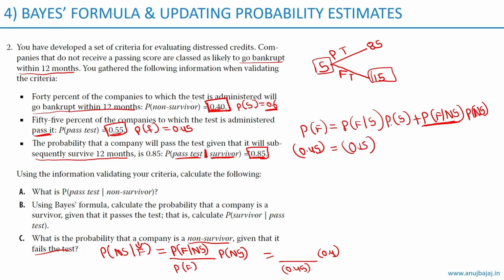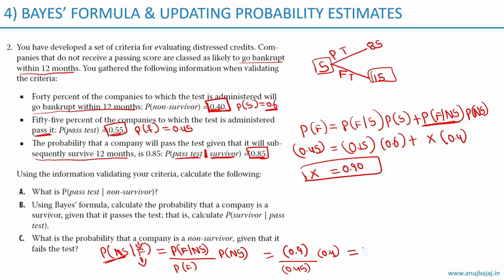Then the probability of a company surviving is 60%. Let's keep this as x multiplied by 40%. So solving for x, we get x as 90%. Now writing 90% over here, so we get the answer as 80%.